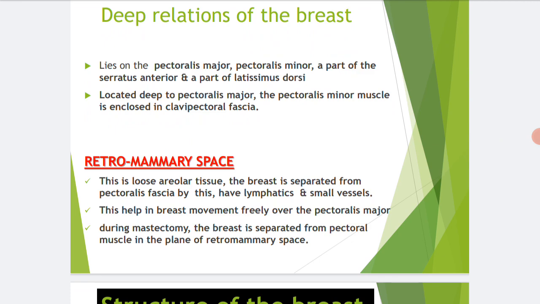The retromammary space. The retromammary space is loose areolar tissue. The breast is separated from the pectoralis fascia by this space. These spaces have lymphatics and small vessels. The retromammary space helps in free movement of the breast over the pectoralis major muscle. During mastectomy, the breast is separated from the pectoral muscle in the plane of the retromammary space. So this helps in excision of the breast in the disease stage.